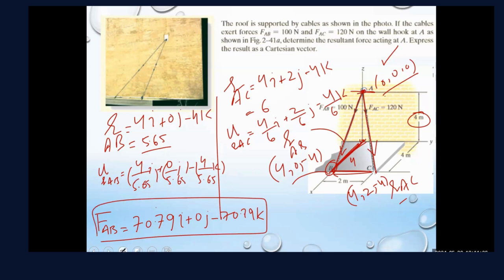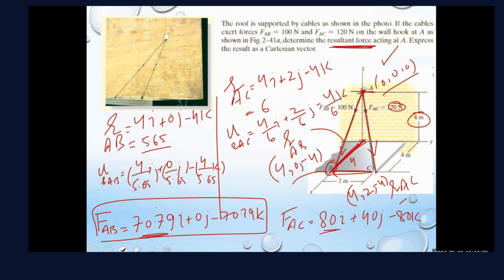And what is the other one? You multiply 120 with these numbers. The first one is 80, so FAC is 80i, the second one is 40, and the last one is minus 80. So 80i plus 40j minus 80k.